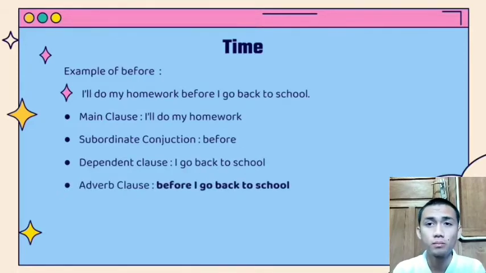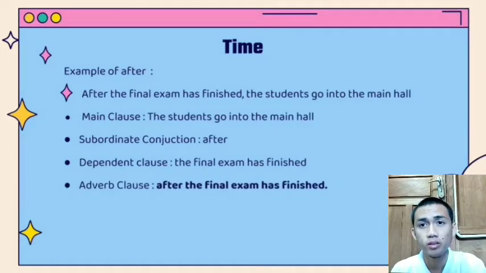Third, example of before. I'll do my homework before I go back to school. Main clause is I'll do my homework. Subordinate conjunction: before. Dependent clause: I go back to school. And adverb clause: before I go back to school. Last example of after. After the final exam has finished, the students go into the main hall. Main clause is the students go into the main hall. Subordinate conjunction is after. Dependent clause is the final exam has finished. So, adverb clause is after the final exam has finished.